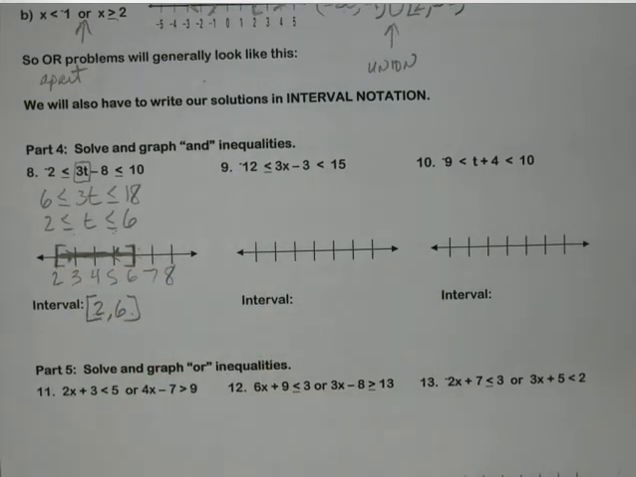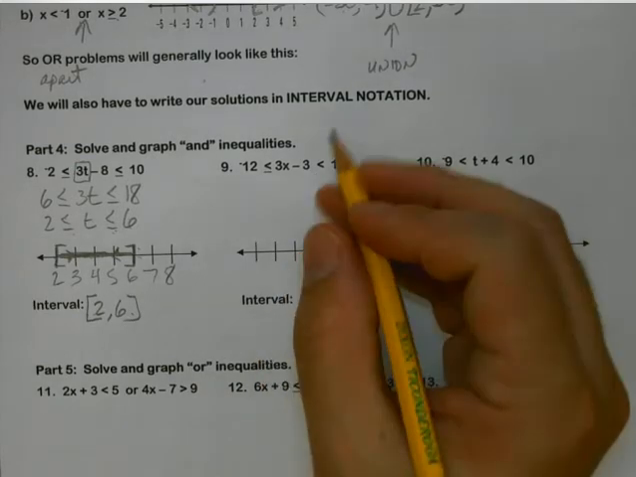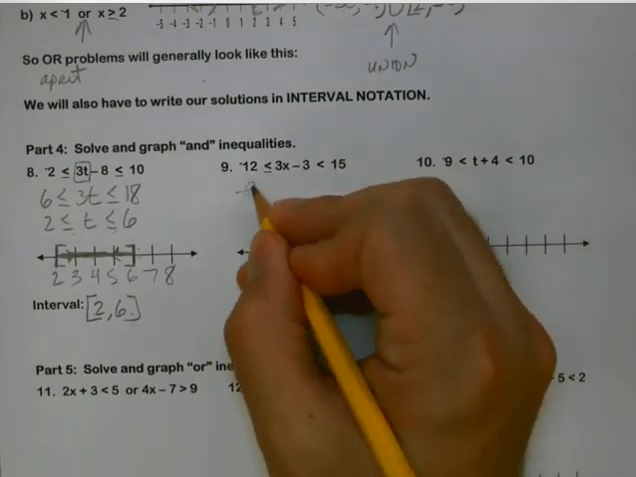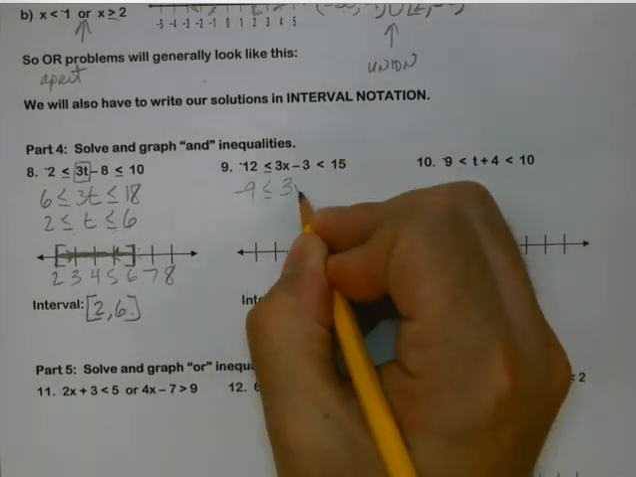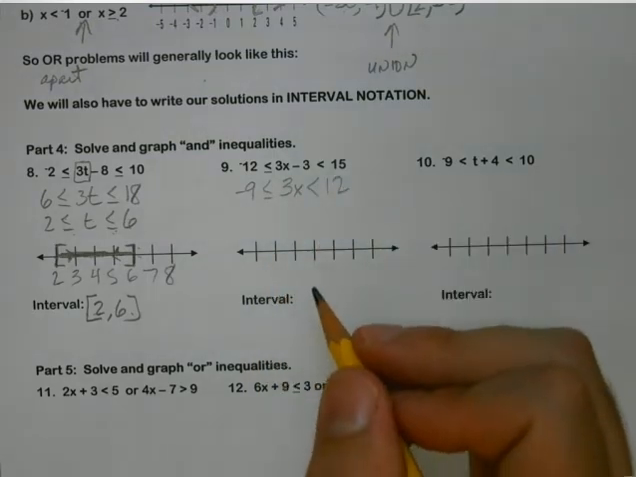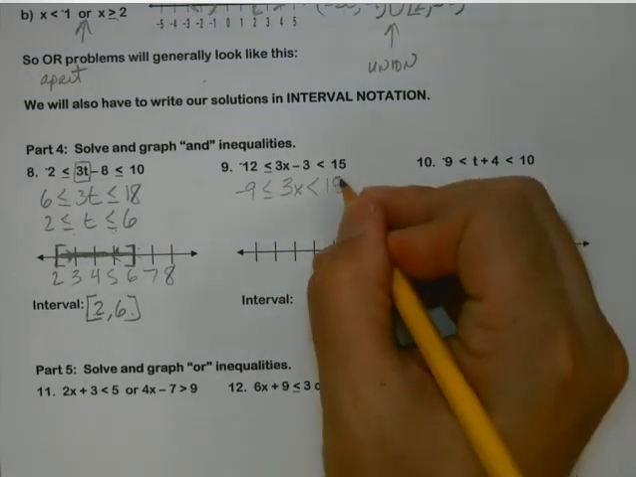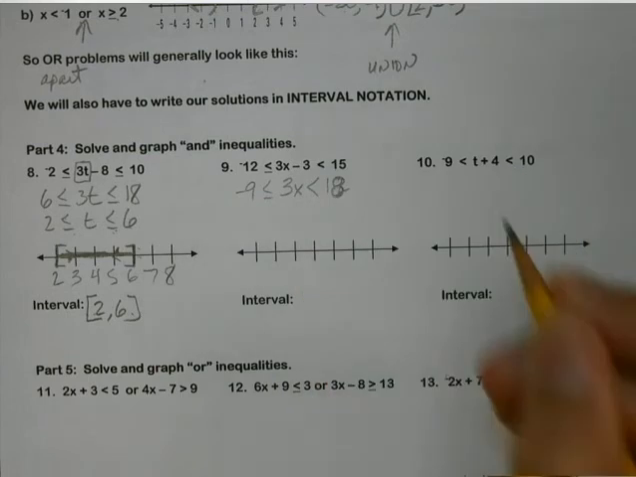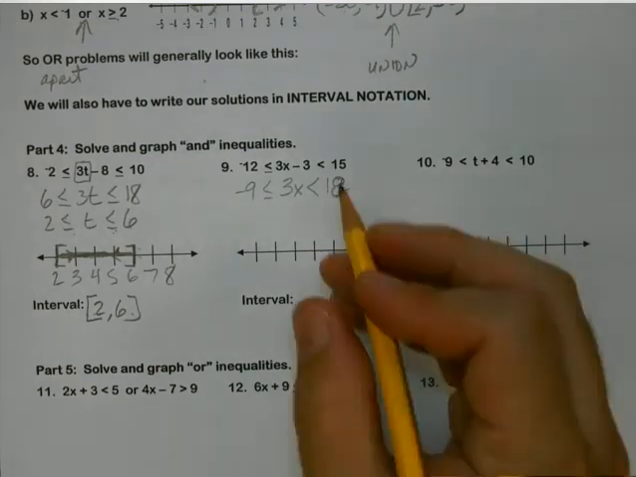Okay, let's take a look at one more of these. Number 9, I can add 3 to all sides. Whatever I do to one part, I do to all 3 when it's a compound inequality. Caught myself before you caught me, hopefully. Divide by 3.